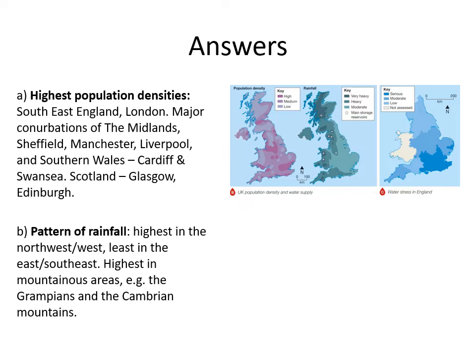For example, the Grampians up in the northwest of Scotland, and the Cambrian Mountains in the north of Wales. So add any points you've missed, and we'll move on to the final question.